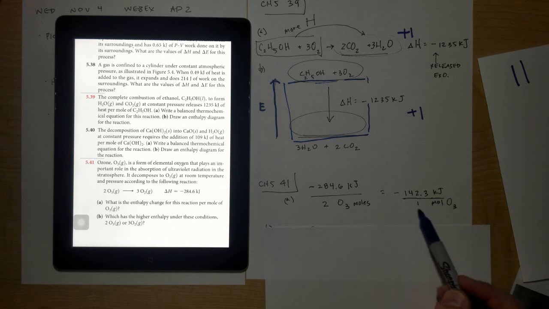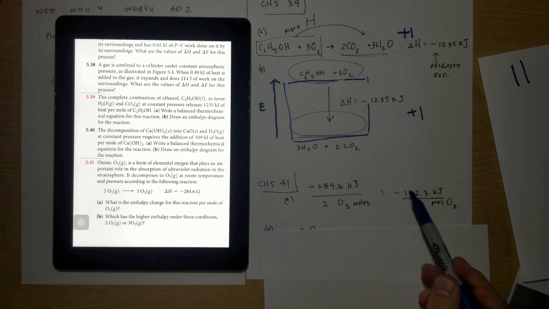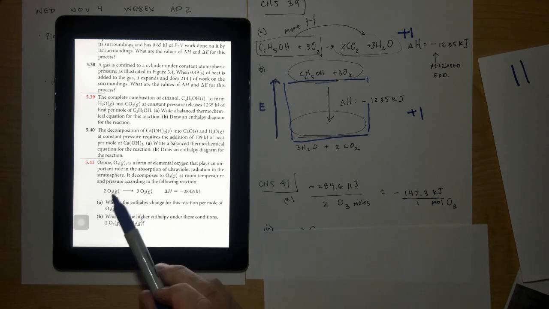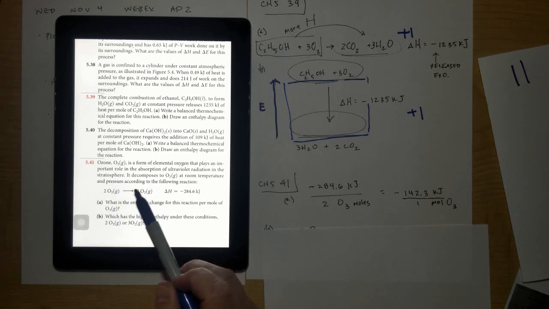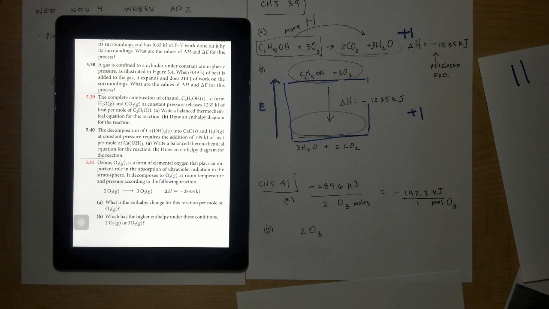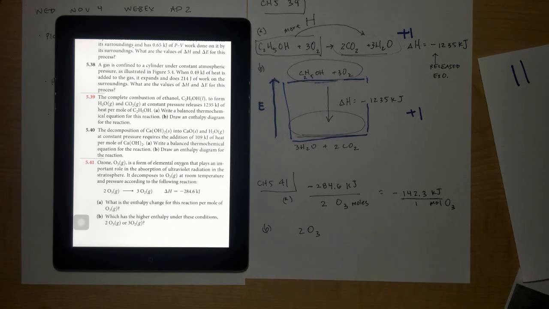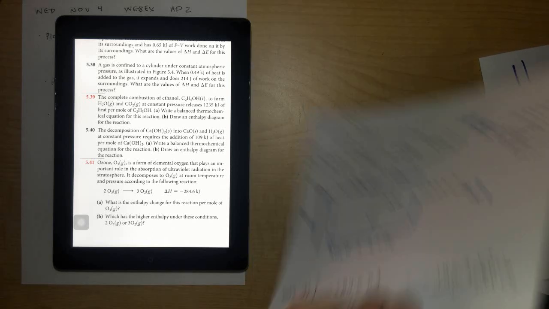And many times you don't see the 1 written down here, but you can feel free to write the 1 down there so you know that's how many kilojoules there are per 1 mole of O3 that is decomposed in this case. Then letter B, which has the higher enthalpy? Well, you can see that the enthalpy is negative, which means that the substance over here is going to have a higher enthalpy than this substance right here. And during the change, some will be lost to the surroundings. And so the 2O3 has a higher enthalpy. We're not going to count 41 for a point, but make sure that you've got it down because there's easy questions on the test just like that one.